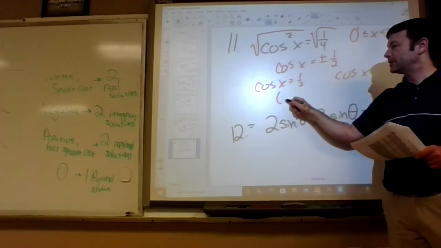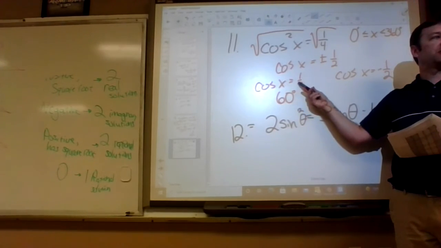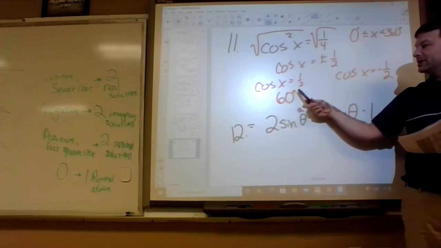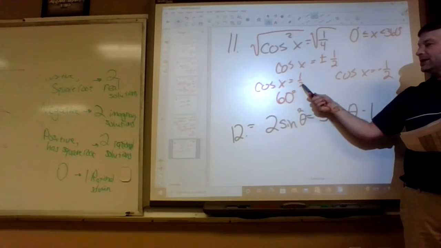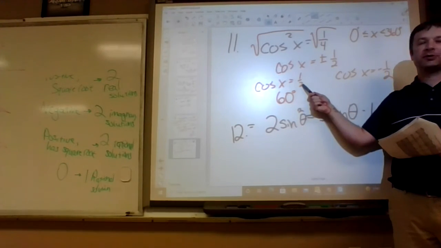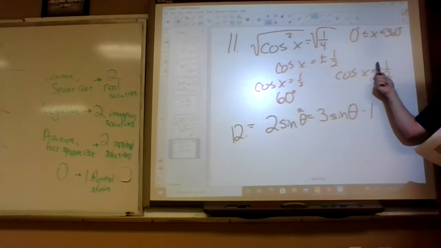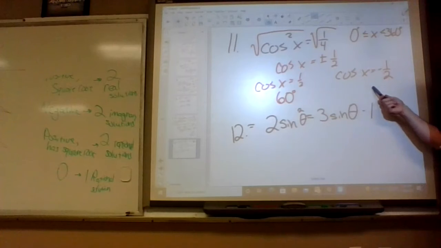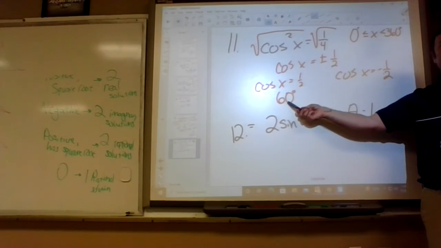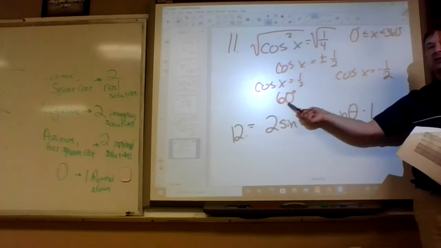60. Okay. Cosine is positive in the 1st and 4th quadrants, and cosine is negative in the 2nd and 3rd. So all 4 quadrants are covered by these 2. Basically, this is our reference angle, the 1st quadrant angle, and we gotta find all 3 other angles that have 60 as a reference angle.